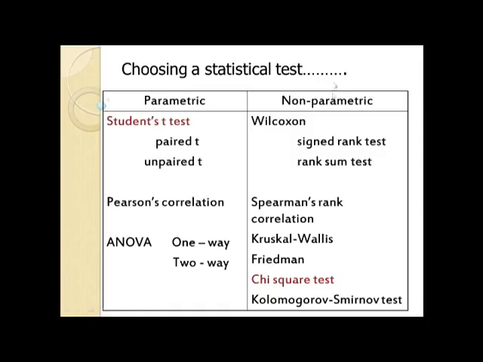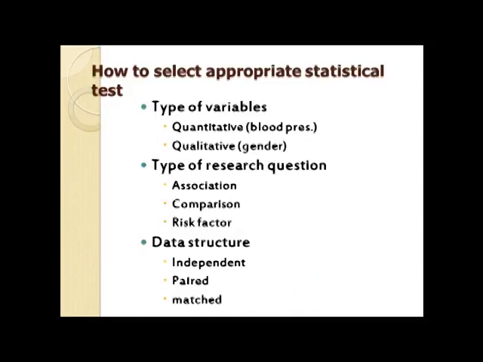So the most common tests which students generally use are the student's t-test in the parametric variety and the chi-square test in the non-parametric variety. In another session, we are going to look at details of the t-test and the chi-square test. Under t-test, we have paired t-test and unpaired t-test. Depending on the type of variables we are studying, we also have a concept known as correlation, and we can have a Pearson's correlation test for parametric and a Spearman's rank correlation for non-parametric.